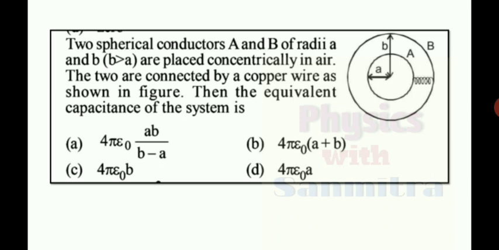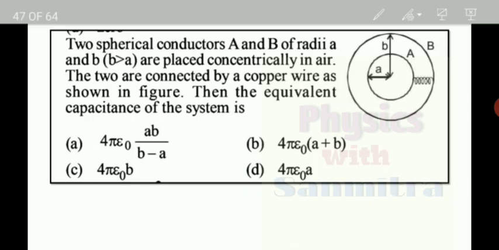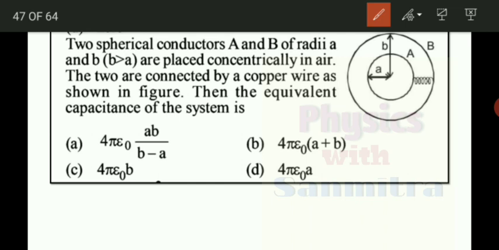Now what will exactly happen here is that I am connecting both the conductors. So if I put any charge here, it will automatically come outside. Let's say I am putting a plus q charge here, it will automatically come outside. So effectively this is a single conductor, because I am connecting these two conductors with a conducting wire. So whatever charge I give inside, it will come outside.